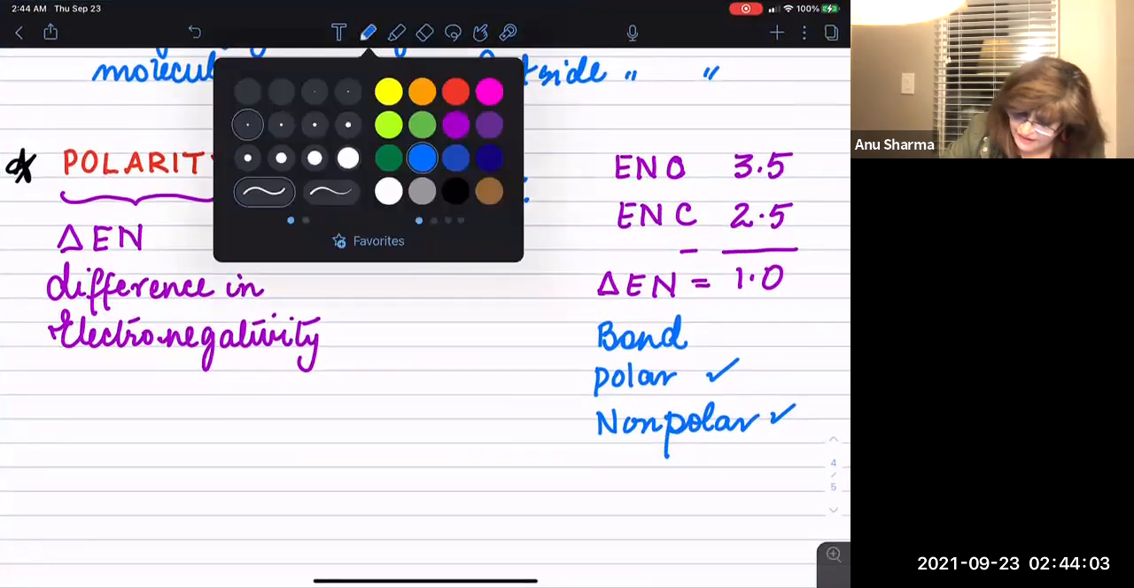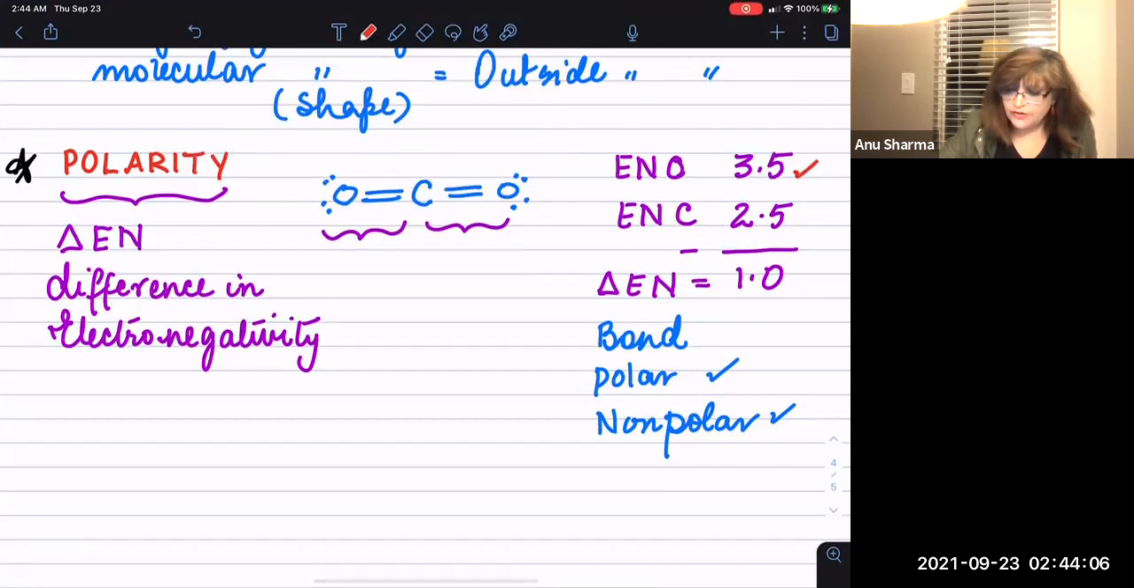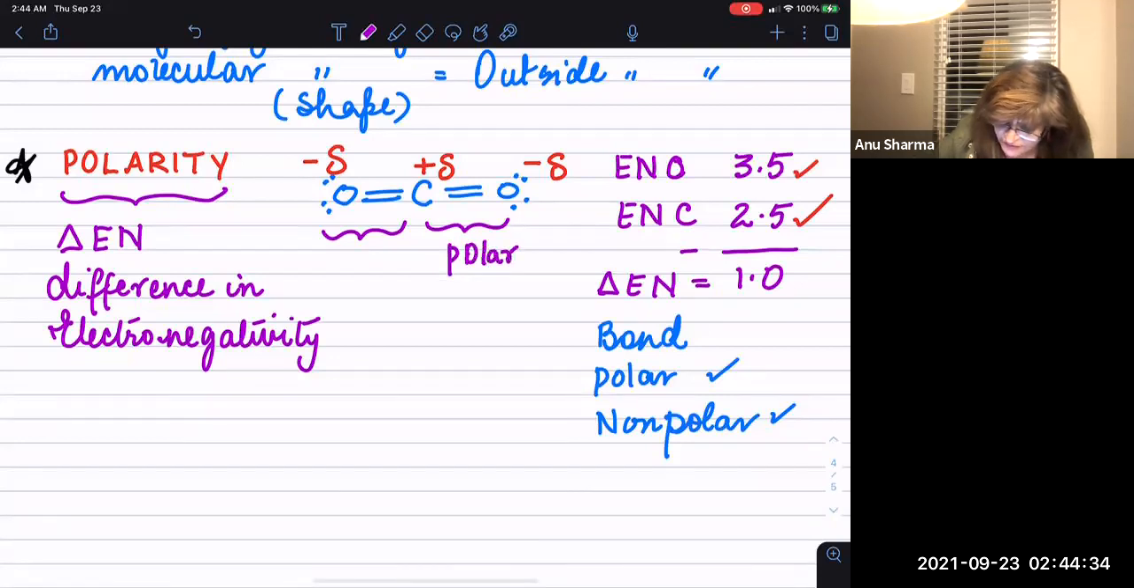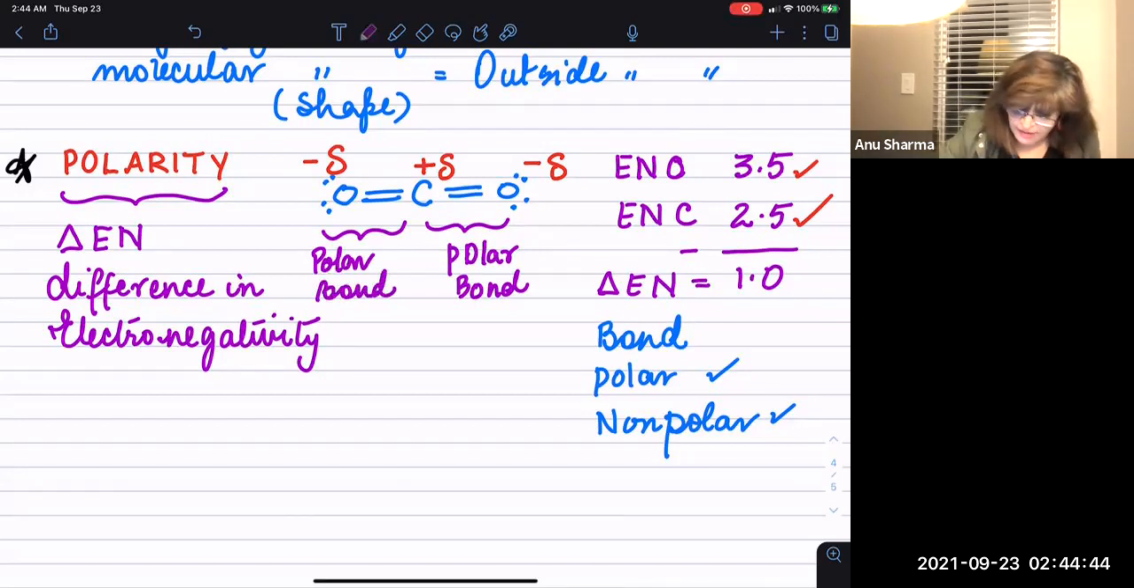So here is the oxygen. Being more electronegative, it will draw the electron clouds towards itself. So oxygen will have a delta negative charge. Carbon will have a delta positive charge because it has a lesser electronegativity. Same is the case here, this oxygen is more electronegative than carbon. So this is a polar bond because the difference in electronegativity is one, and this is also a polar bond. So we have two polar bonds in this molecule, but let's now look at the overall. The individual bonds are polar.